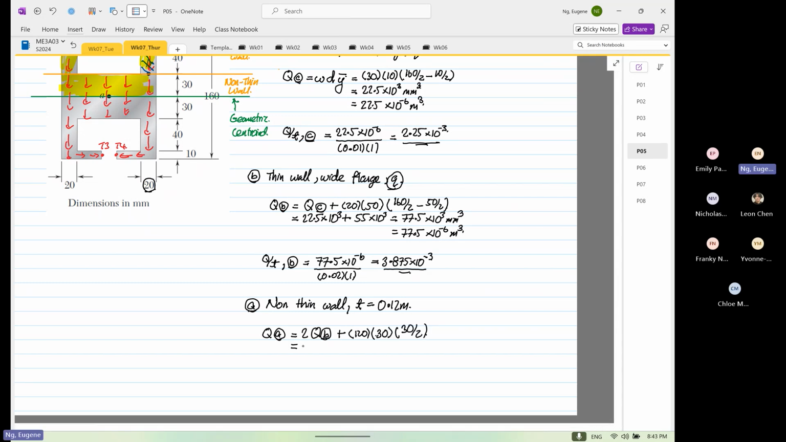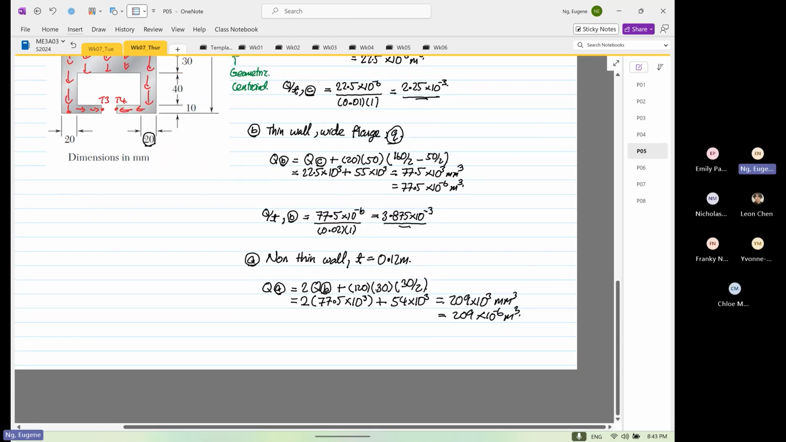Okay. So this is good. Twice the Q at point B is 77.5, plus 120 times 30 divided by 2, 54. So this is equal to 2.2 times 10 to the power 3 plus 54 times 10 to the power 3, which is equal to 209 times 10 to the power 3, or 209 times 10 to the power minus 6 meter cube.